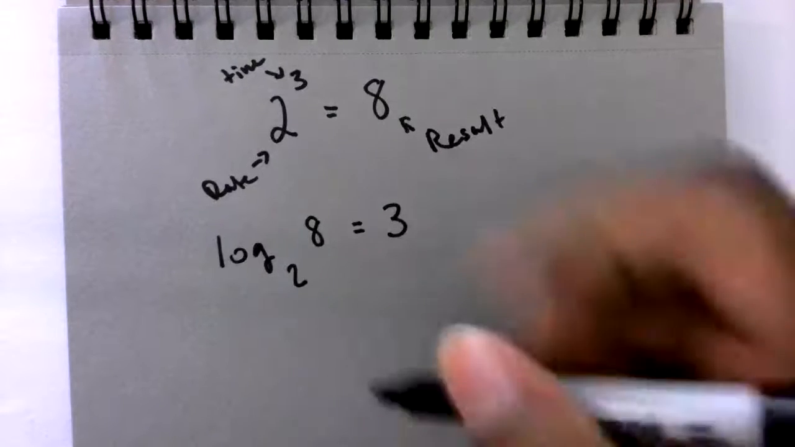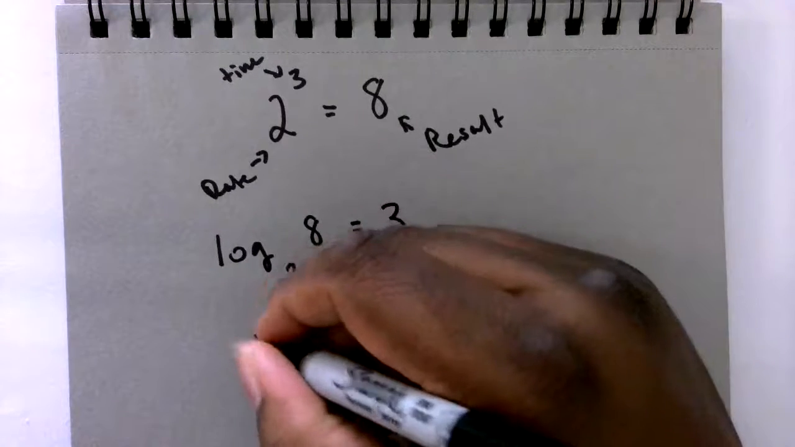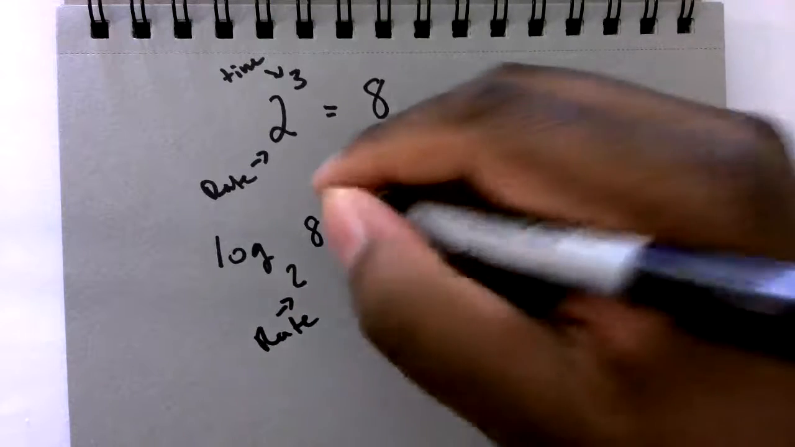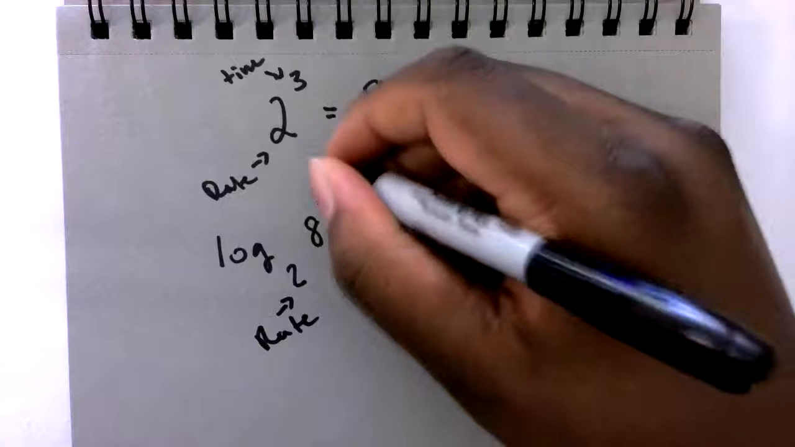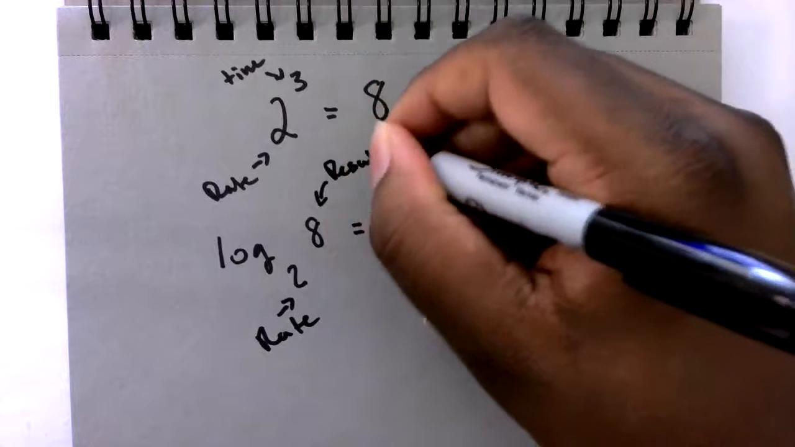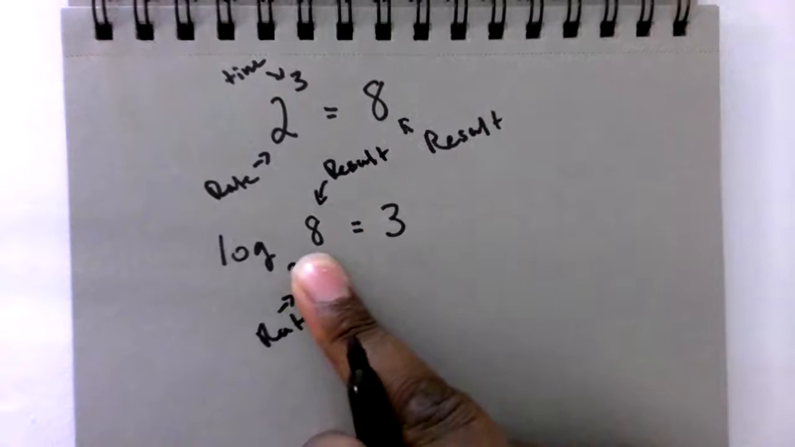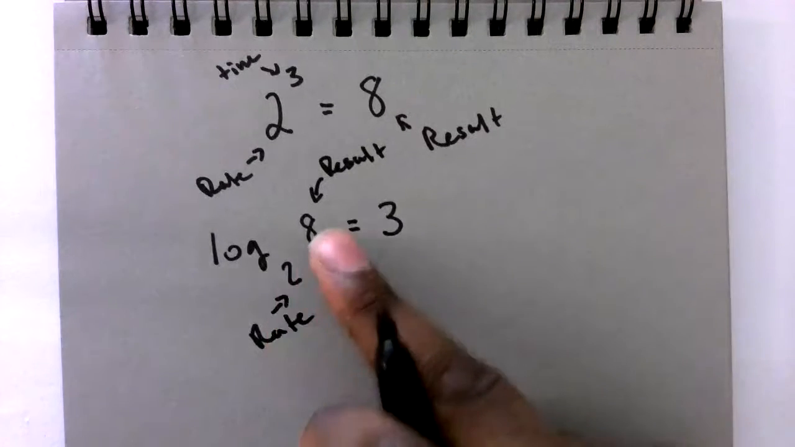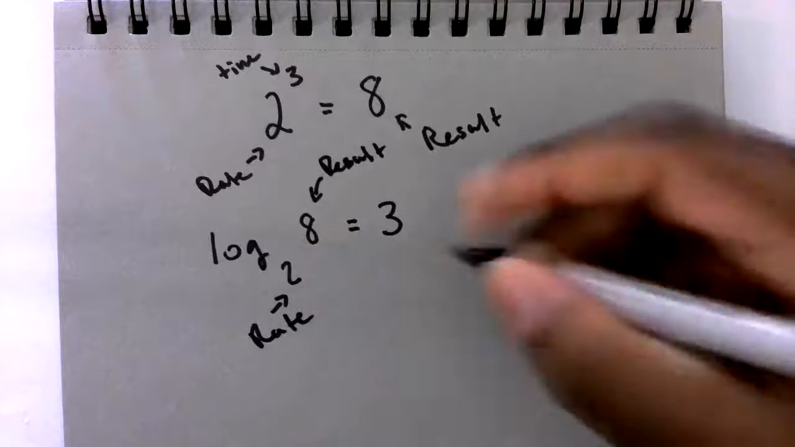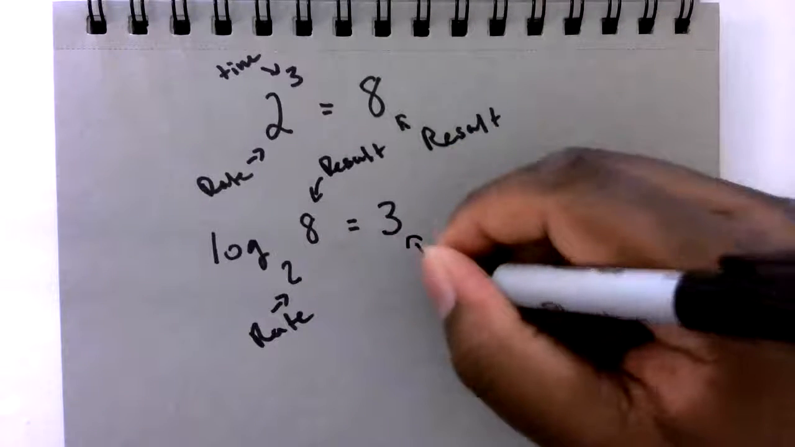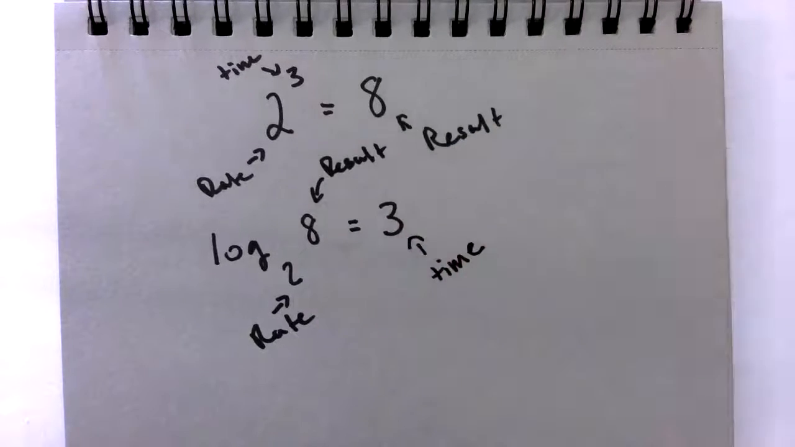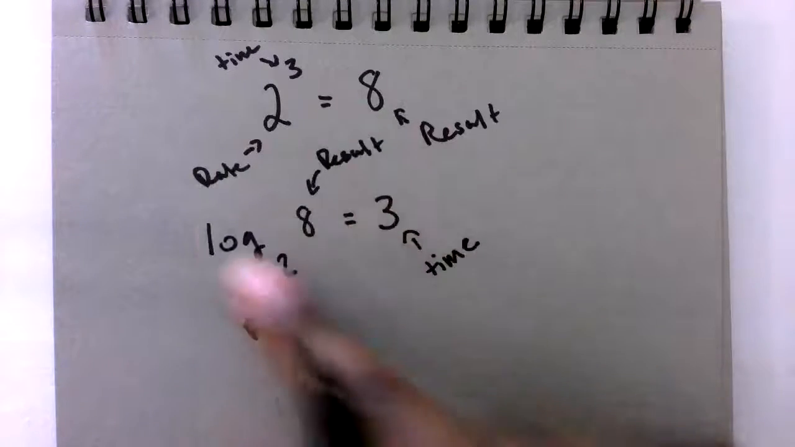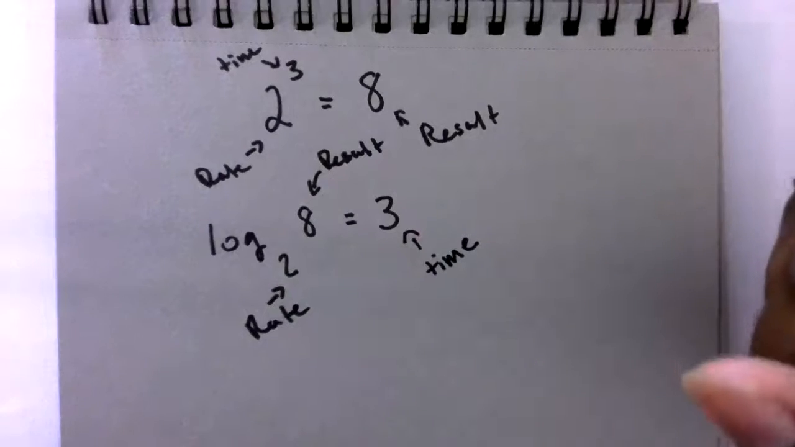In other words, they still start off with the rate. They're saying at a rate of 2 times a year, how long will it take me to get to 8? In other words, if I'm doubling each year, how long will it take me to get 8 times as big? Well, that is 3 years.